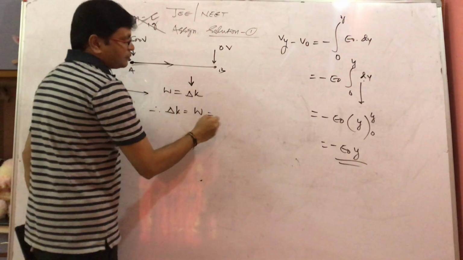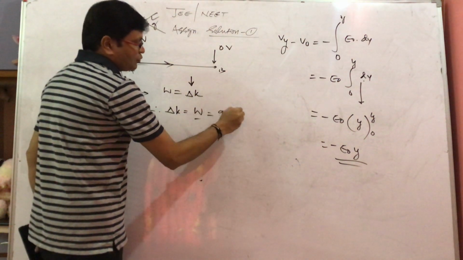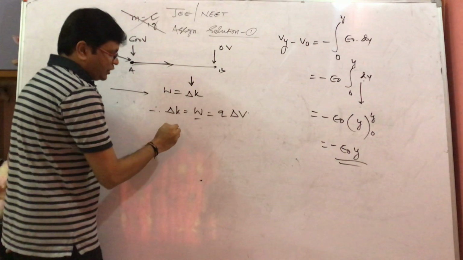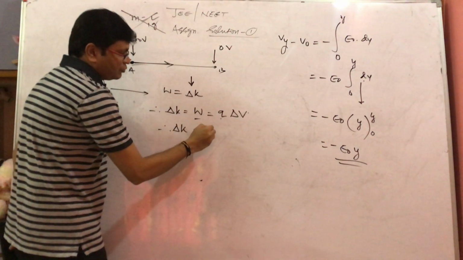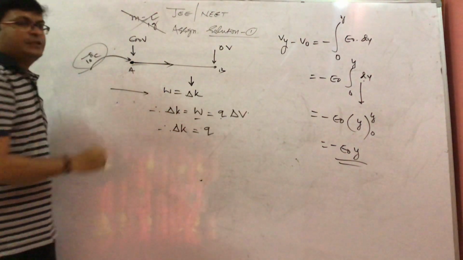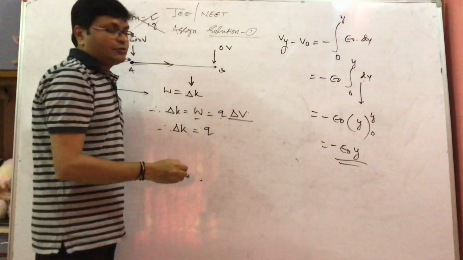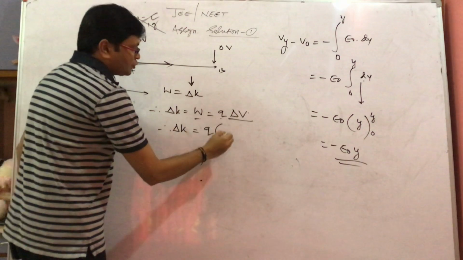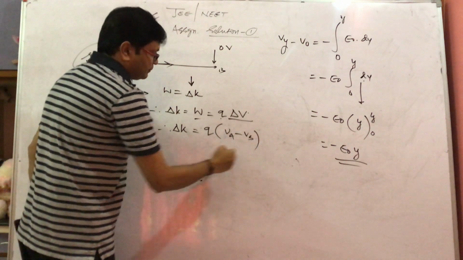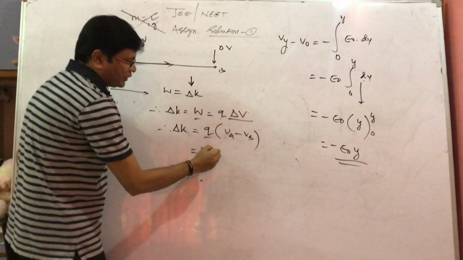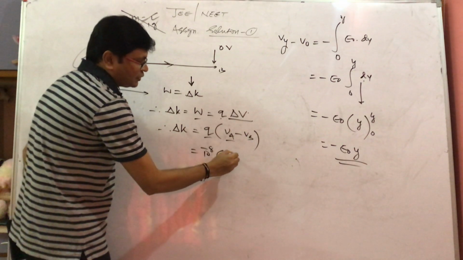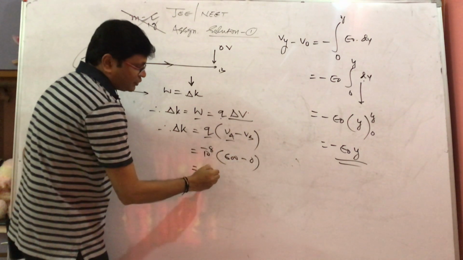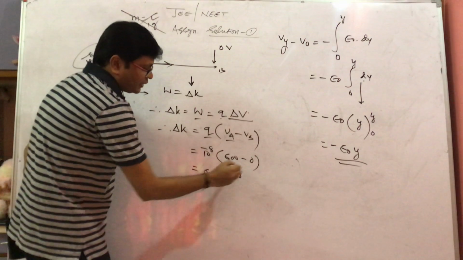But what is W? W is equal to Q into delta V. You know that. So delta K: what's the Q? Charge. It is given, 10 raised to minus 8. Delta V is called the potential difference between A and B, so VA minus VB. Charge 10 raised to minus 8, VA is 600, VB is 0. So 600 into 10 raised to minus 8.